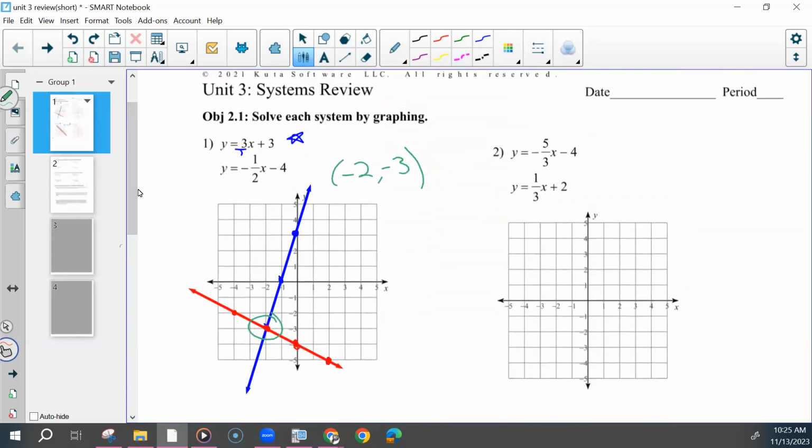I will say that all of the other ones are going to have a solution, but for the sake of time, let's come back to 4. Work on the others and then we'll come back. All of the other ones will be graphed to have solutions. Go to the back.